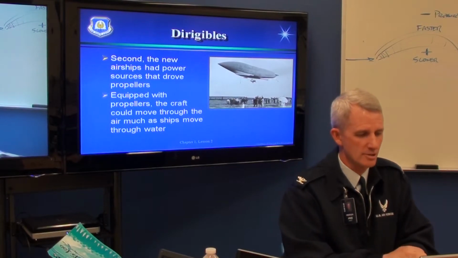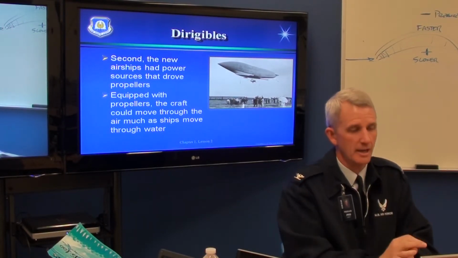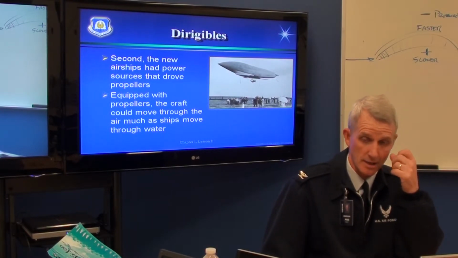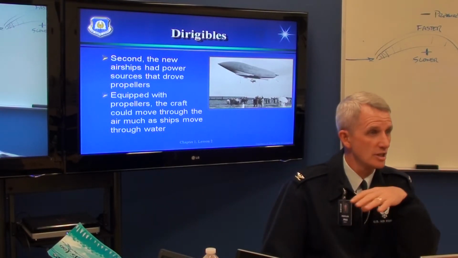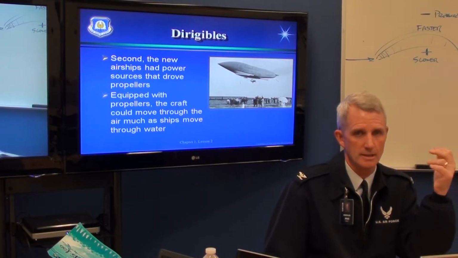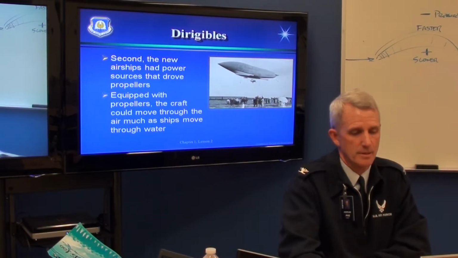Maneuverable. They had propellers. And look, they could move through the air as fast as ships move through the water. So again, the concept: they had these huge dirigibles going across the Atlantic. Perfect. It'd be a great deal. Real easy. And it did happen. People did this.